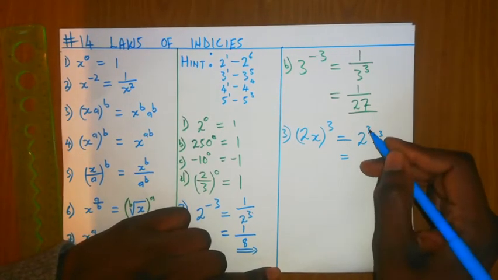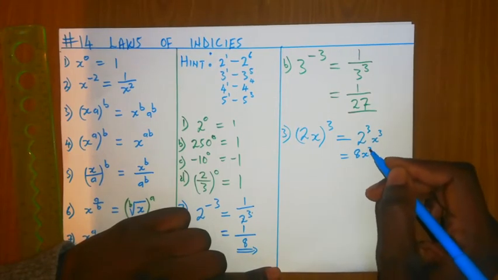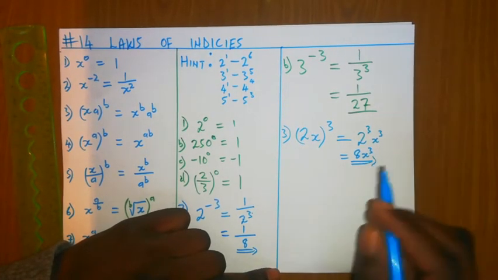It equals 2 to the power 3. That's what? That's 8. Then I can simplify that one. It's going to be x cubed. So that is your answer.